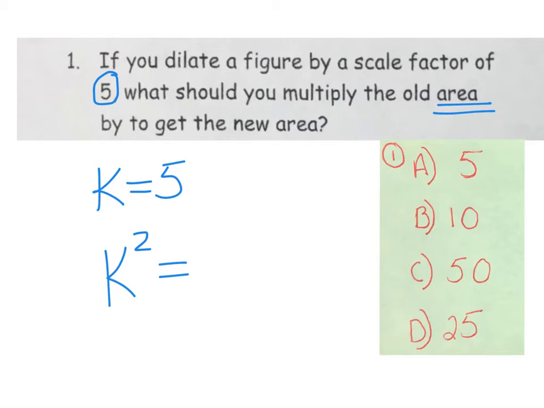Okay, there's some answer choices for you, so you can go ahead and pick A, B, C, or D. But don't write A, B, C, or D. Just write the answer 5, 10, 50, or 25, whatever you think. All right?